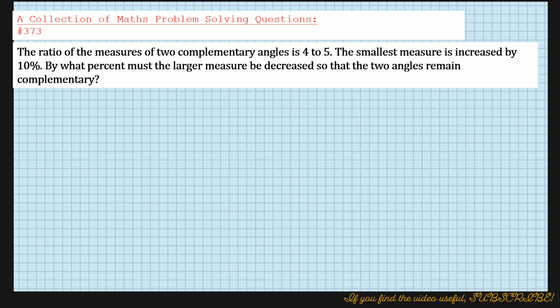The ratio of the measures of two complementary angles is 4 to 5. The smallest measure is increased by 10%. By what percent must the larger measure be decreased so that the two angles remain complementary?